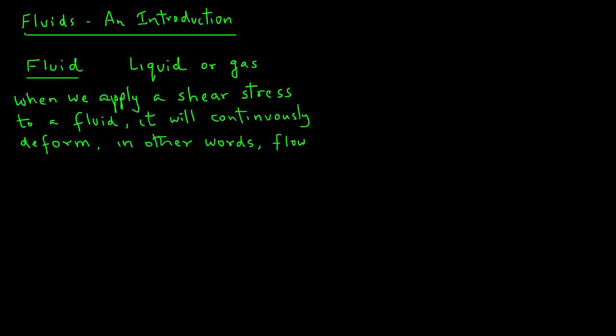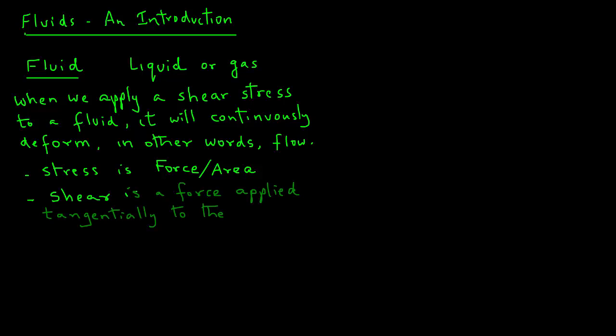So let's look at some of these terms. What do we mean by them? Stress is force per unit area. So when we say we are applying stress, what we mean is that on a given area we are applying some type of a force. And shear means that the force is being applied tangentially to that surface.